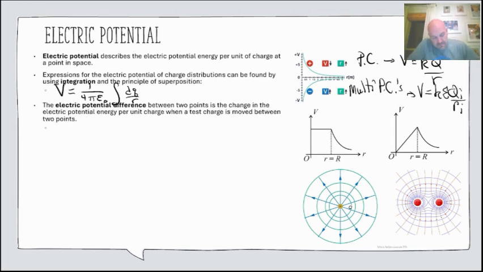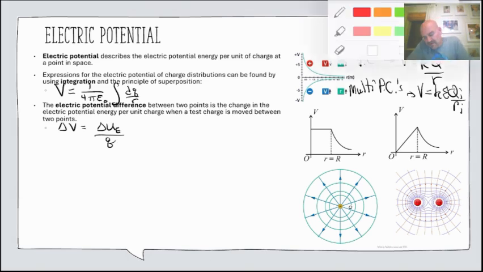Now, the electric potential difference between 2 points is the change in the electric potential energy per unit charge when a test charge is moved between the 2 points. So delta V is going to equal delta U sub E over q.